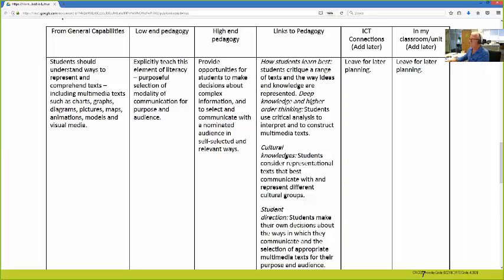Later on, you'll look at how you're going to connect through ICTs, what ICTs you'll use. Then you're going to look at how you do that in your classroom. And here's where assessment task 2 comes in. You'll develop little examples of that in your portfolio. Does that make sense?